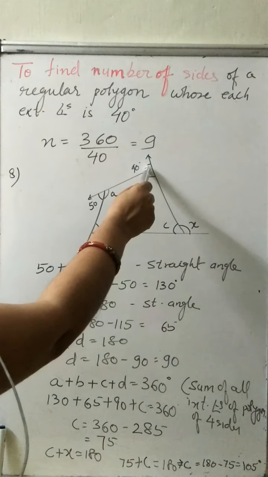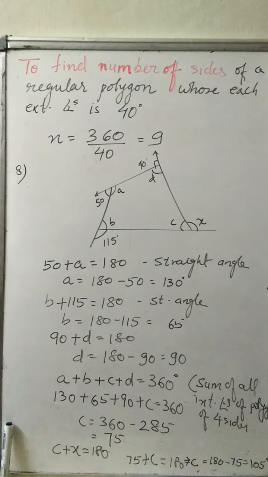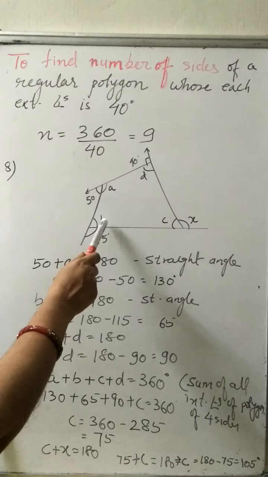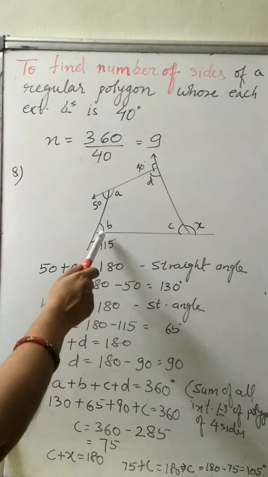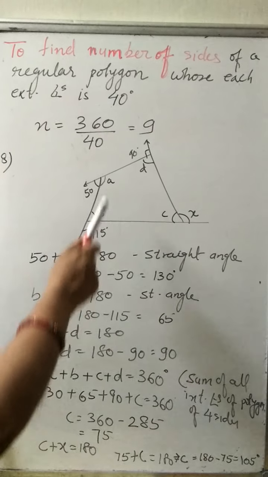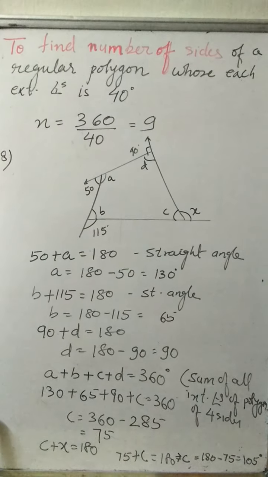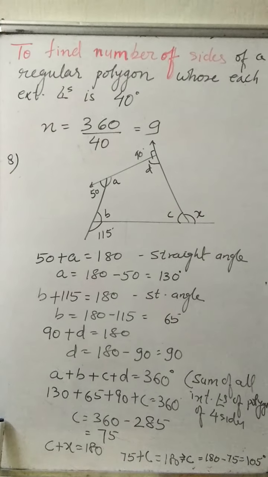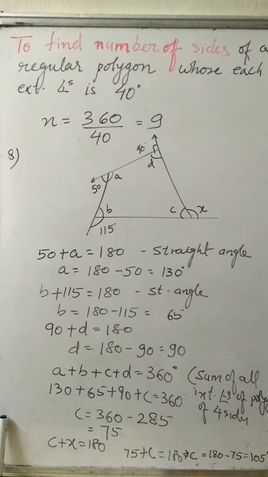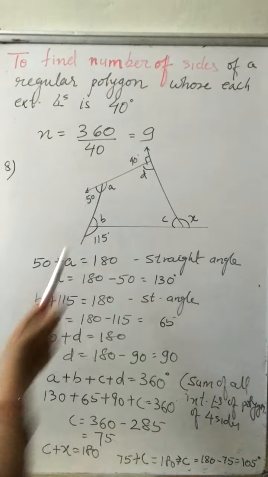Here also this is 90, so 90 plus angle d is equal to 180 degrees. So the value of d will be 90. Likewise here you have to calculate b also, that is 115 plus b is equal to 180 degrees. So angle b is equal to 180 minus 115. So get the value of b. So calculate a, b, d by the concept of straight angle or linear pair. After calculating, just now we have discussed that this is a polygon with 4 sides.